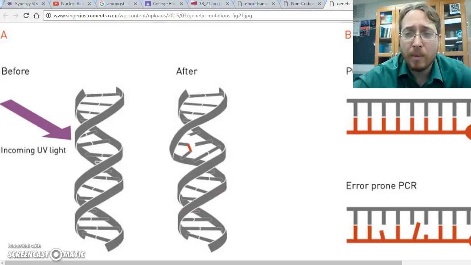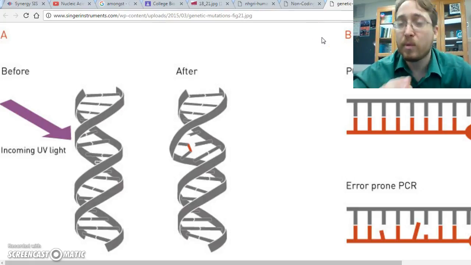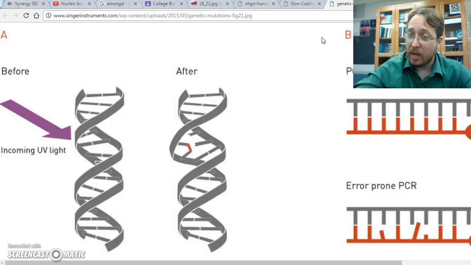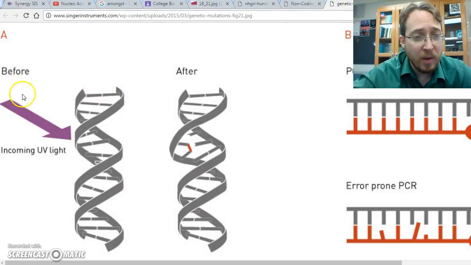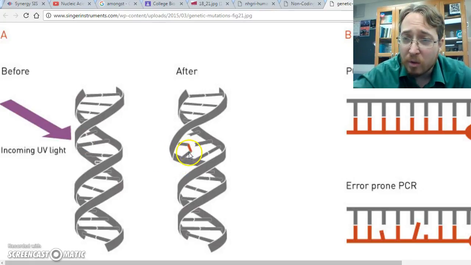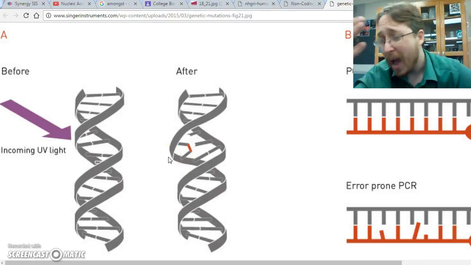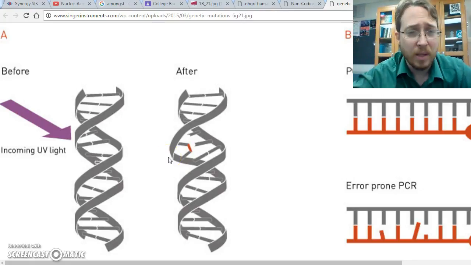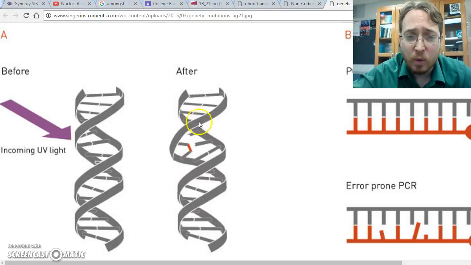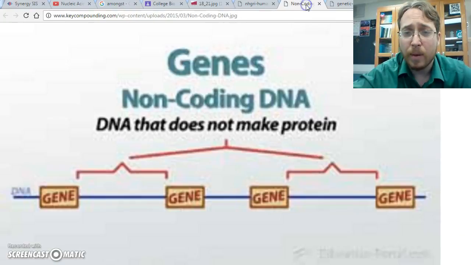The most common source of mutations on Earth is radiation. So if you have something like UV radiation coming in, it can transfer energy to those nucleotides and cause them to make a bond with each other they wouldn't normally make, or change to a different nucleotide, or remove a nucleotide, or add a nucleotide. All of these are possibilities. And so when you have a mutation, you've changed that DNA. And when you change that DNA, lots of things can happen.